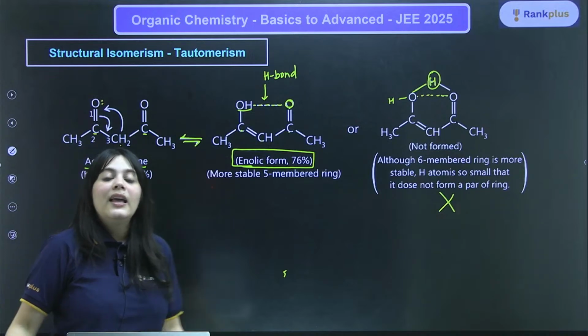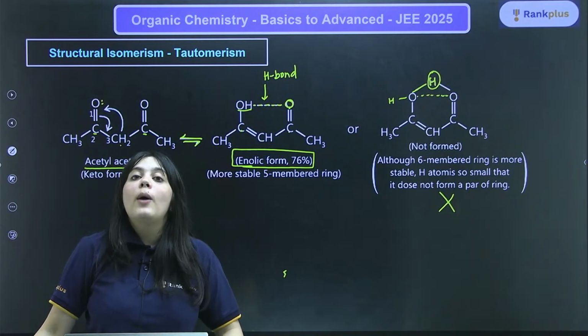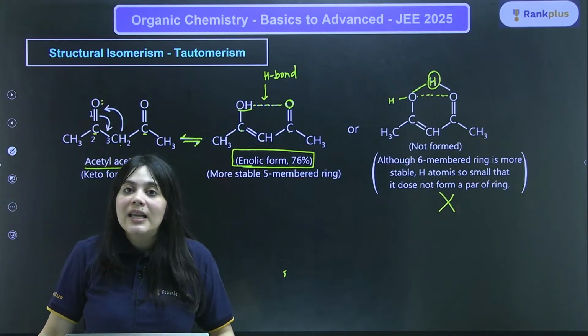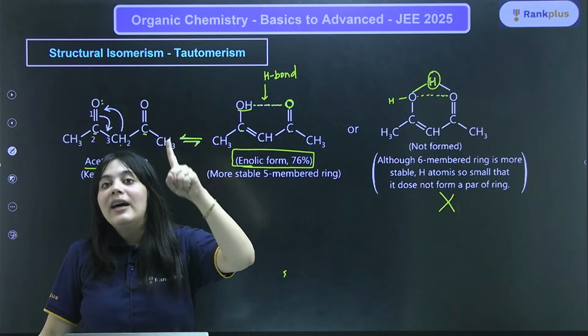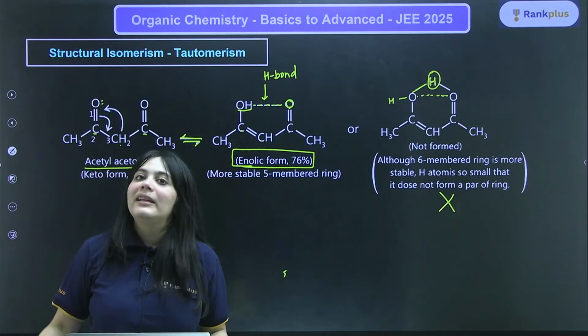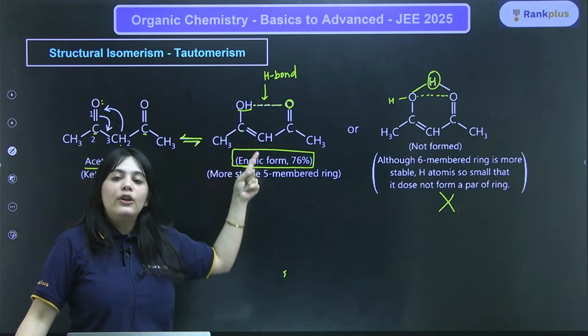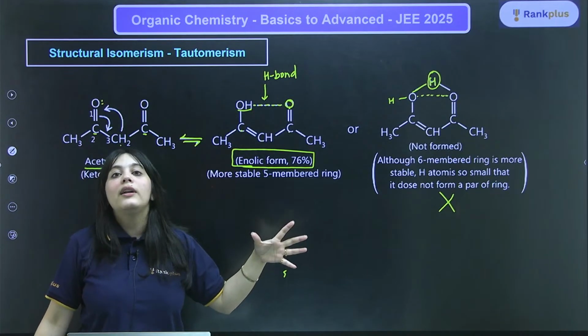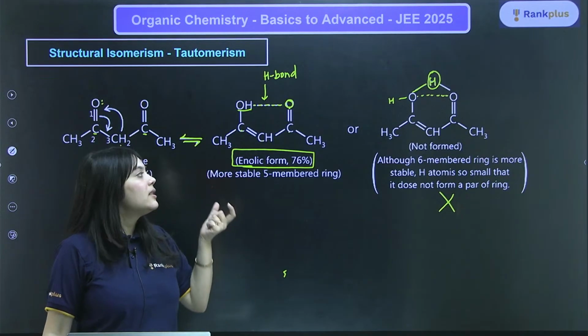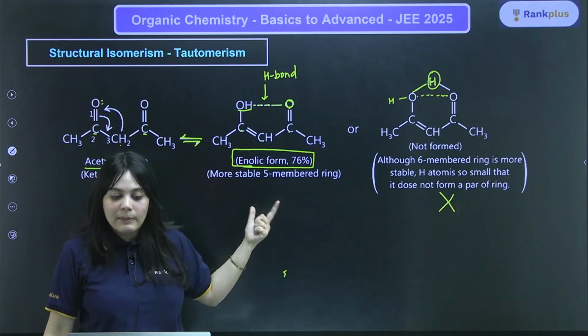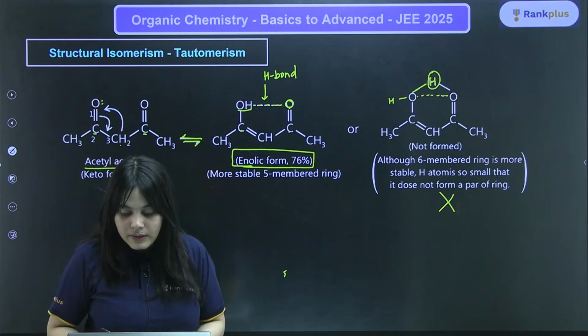So can you see, sometimes the enolic form is more stable. When is it stable? Number 1, if the ring is getting an aromatic character. Number 2, if there is a formation of a much stronger hydrogen bond, then in those cases the enolic form will be more stable and it will be more formed, right?